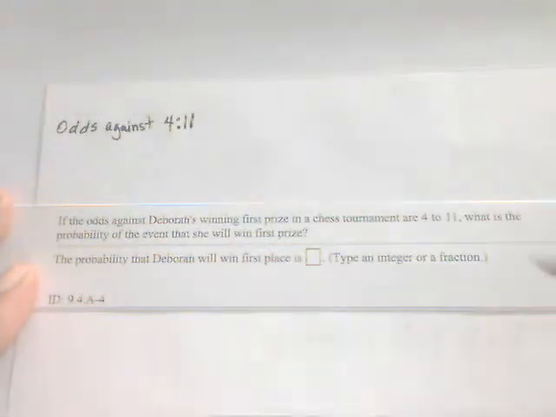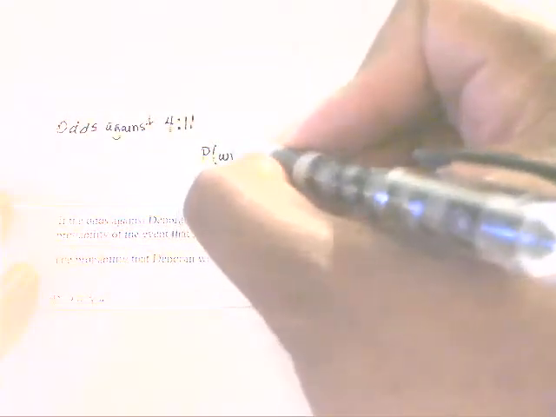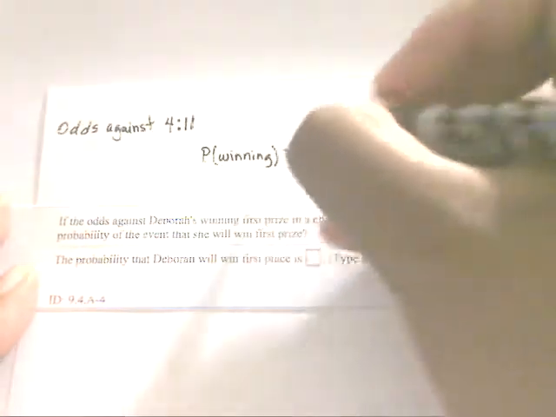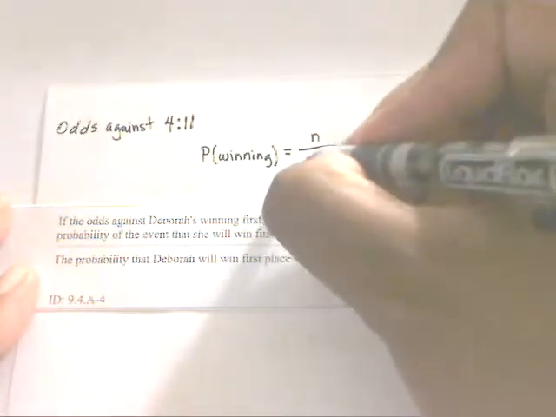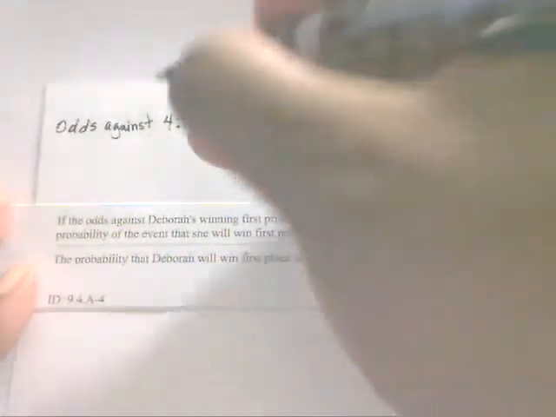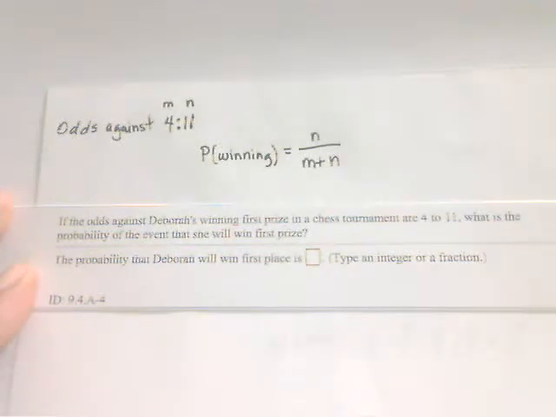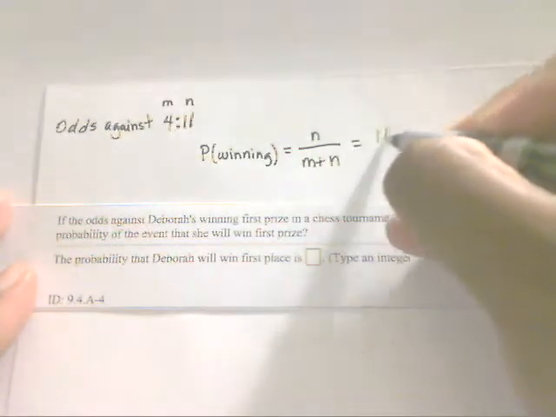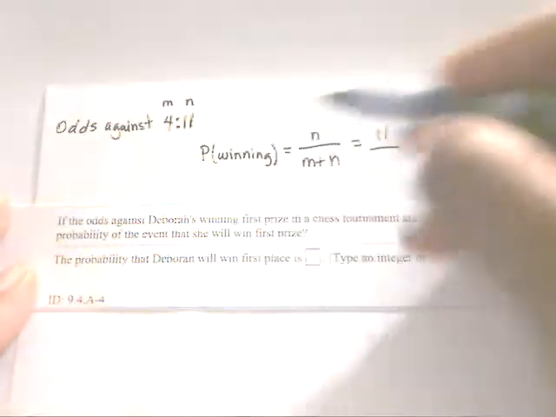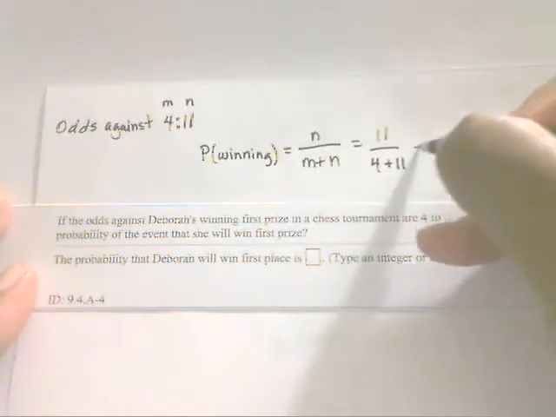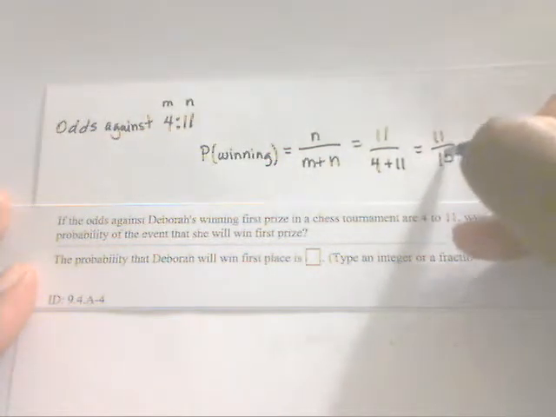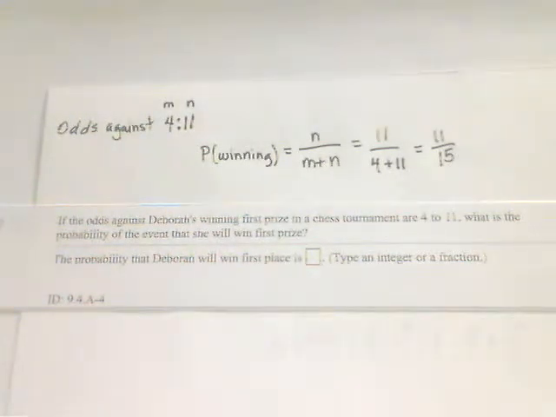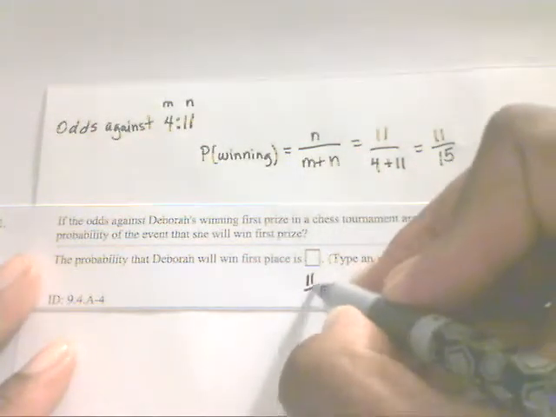So in this case here, the probability of winning, and the formula for that is this. You have n divided by m plus n. In this case, your m is the first number, your n is the second number. So your n in this case is going to be 11. So that'll be 11 over m plus n, that's the sum of those two, 4 plus 11, which will be 11/15. So the probability that Deborah will win first place is 11/15.